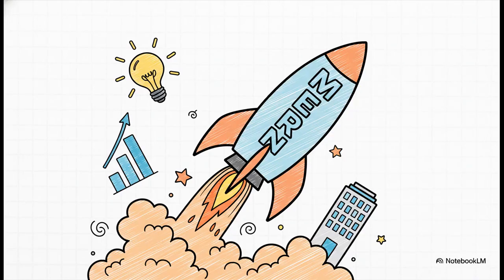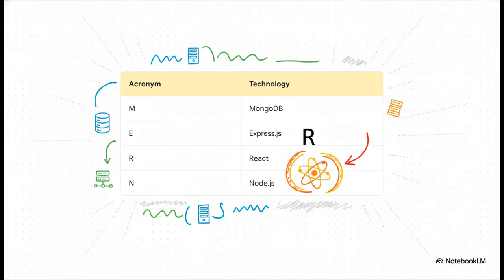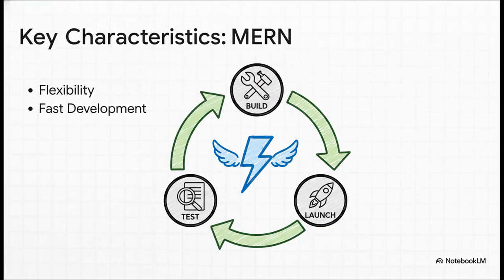But Angular isn't the only game in town. See, the MEAN stack has a very, very popular sibling. One that has absolutely taken the startup world by storm: the MERN stack. Okay, take a close look here. 3 of the 4 letters are exactly the same. We still have MongoDB, Express, and Node.js. The only thing that's changed is that A has been swapped out for an R, and that R stands for React. So why does this one-letter swap matter so much?